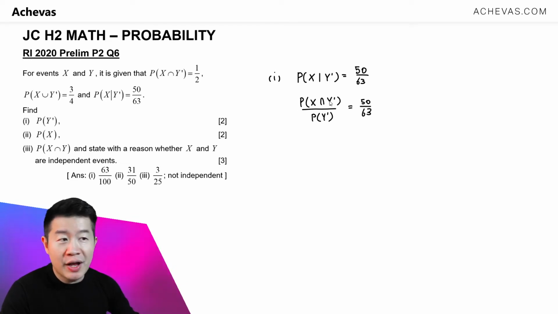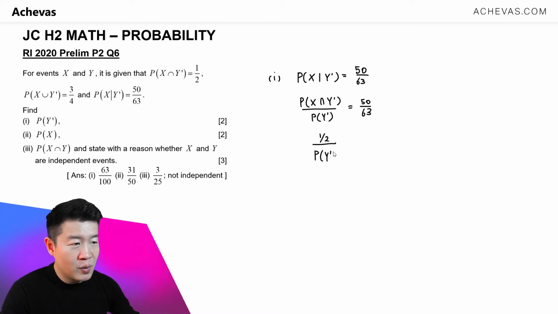And we do know the value for the probability of x and y prime. It is given to us as half. So half divided by the probability of y prime, which is what we are supposed to find, is equal to 50 over 63. And this will help us to find the probability of y prime. Making this the subject, it is 63 over 100.